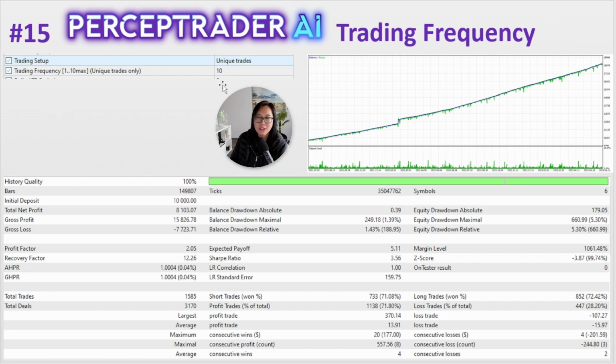I have put it to a maximum of 10, so we want to see more and more trades, and this has seemed to increase the net profit from 5,000 up to 8,000. And you can see the equity drawdown maximum has not increased that much. It's only up at 660, so the ratio between total net profit and equity drawdown has increased to about 11-12.